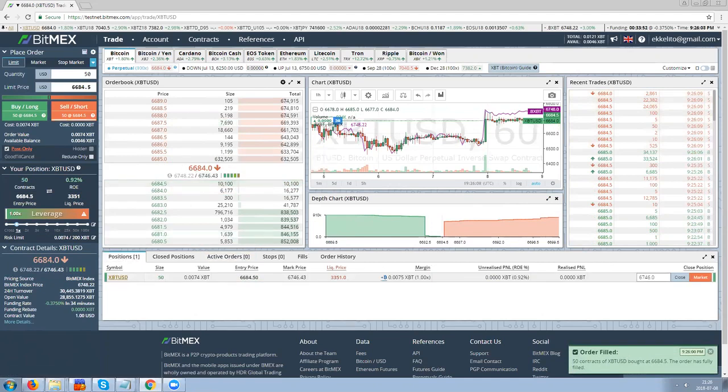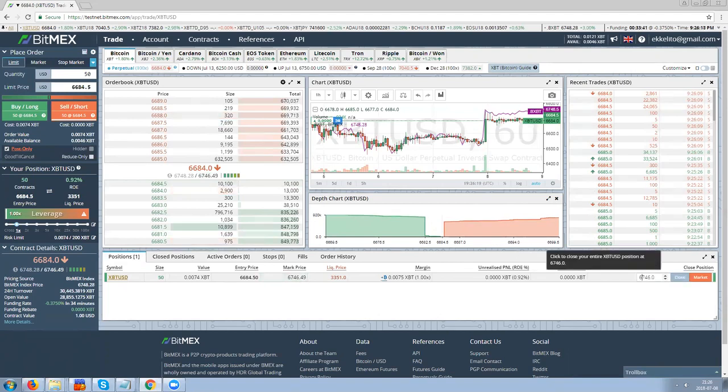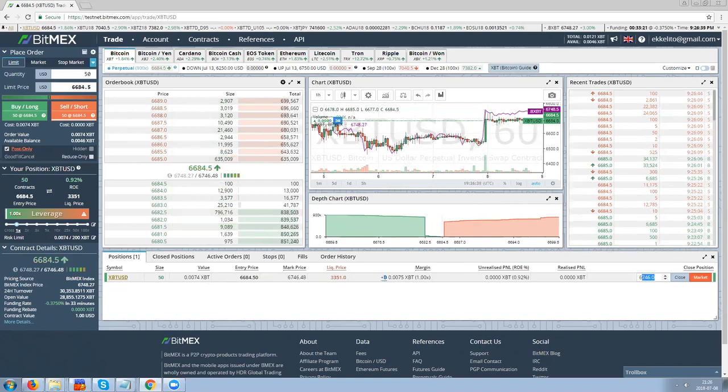Now we can see over here, you can set your sell at a limit price. If you just click close, then it will create a sell order on your contract that you have bought here. And if you click on the market, then it will exit at the market price. It will exit immediately.